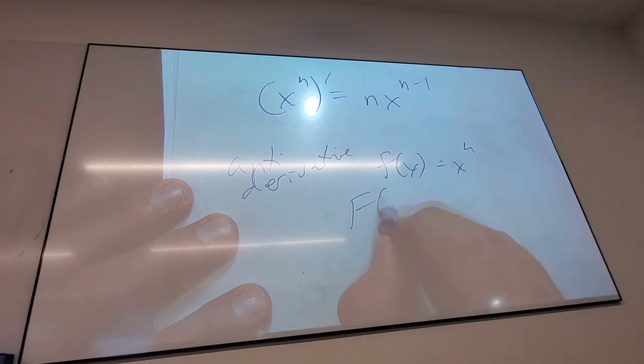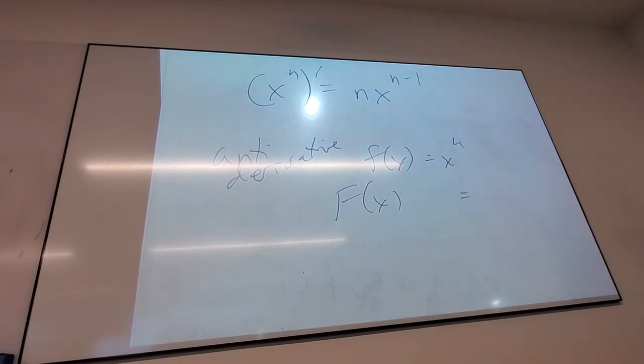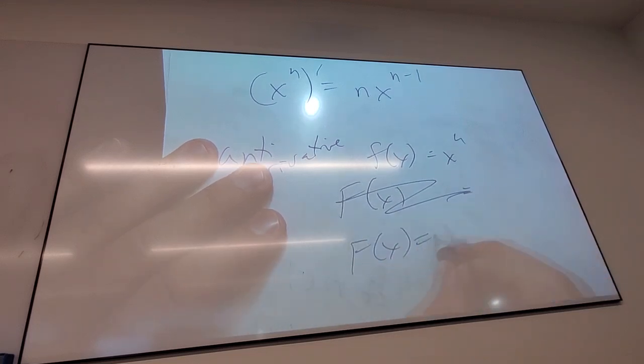Let me write it like this. I want to figure out what big F is for x to the n. So, somebody tell me, if currently the power is n, what would it have come from, such that the derivative would make it that? n plus 1, is that cool? Because thinking backwards, I would have subtracted 1, so it must have been n plus 1. So this would have been x to the n plus 1.